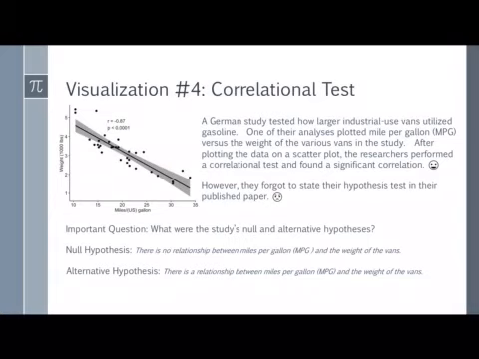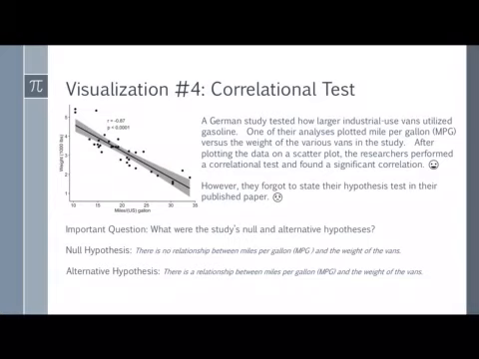When the test was completed, they did find the significant correlation, and you can see that on the p-value, which is below the 0.05 alpha value. So this is the significant correlation telling us to reject the null hypothesis. But they forgot to put in the hypothesis in their study.